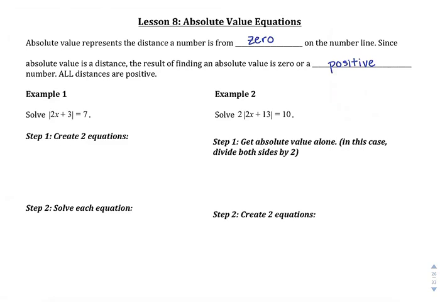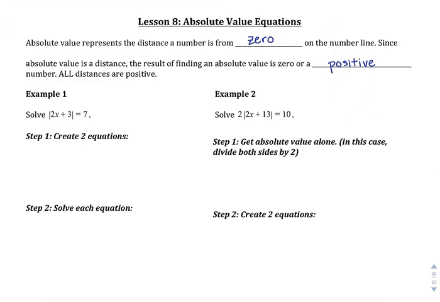When solving absolute value equations, the absolute value itself, those bars, that expression inside there represents the distance a number is from 0 on the number line. That's what absolute value is, distance.